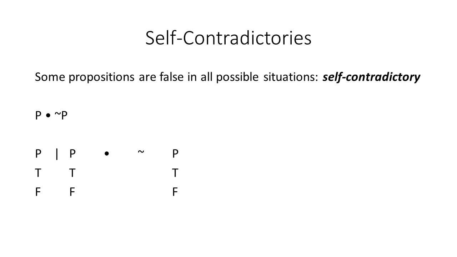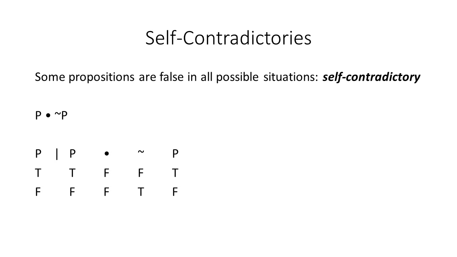Okay, so what do we solve for next? The dot or the not? Well, we solve for the not. It flips the truth value from true to false and false to true. And now we're going to solve for the dot. So it's false, because T and F is false, and F and T is false.